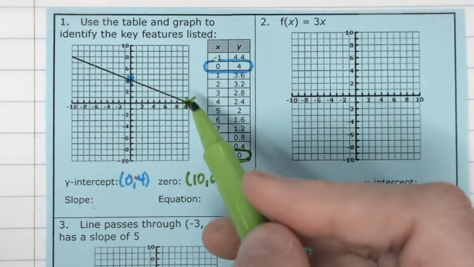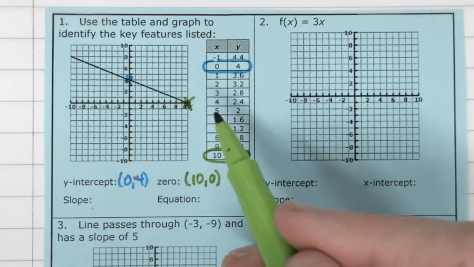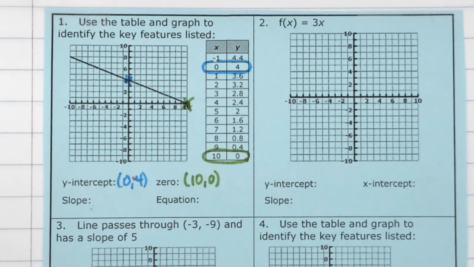Now, the reason I say this is because I have seen graphs in the past where it looks like it's really close, but then it ends up not being the zero. And then you do all your math thinking you've got the zero. So we just have to be really careful about that.